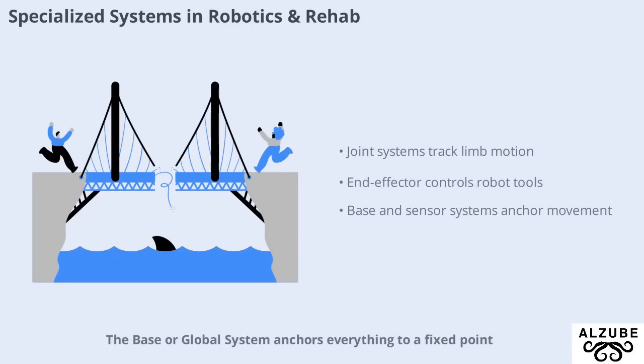The base or global system anchors everything to a fixed point, such as a wheelchair frame, ensuring all movements are measured consistently. Finally, sensor-based or task-oriented systems define coordinates relative to objects or sensors, perfect for tasks like picking up a cup or tracking motion in rehabilitation. Each system has its strengths, and together they enable smarter, safer, and more intuitive robotic assistance.